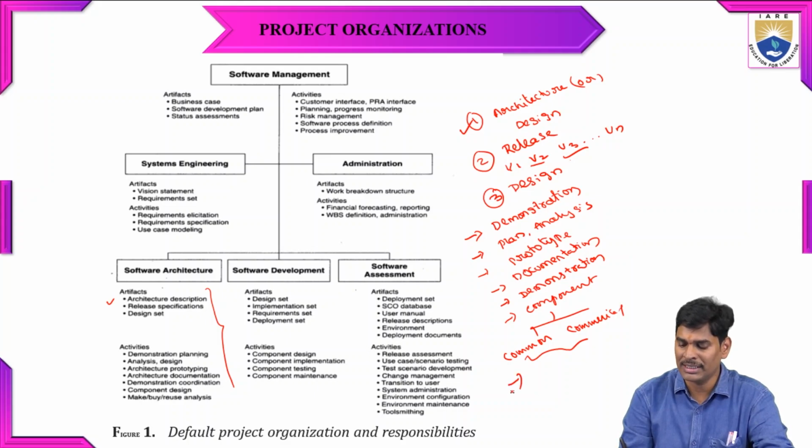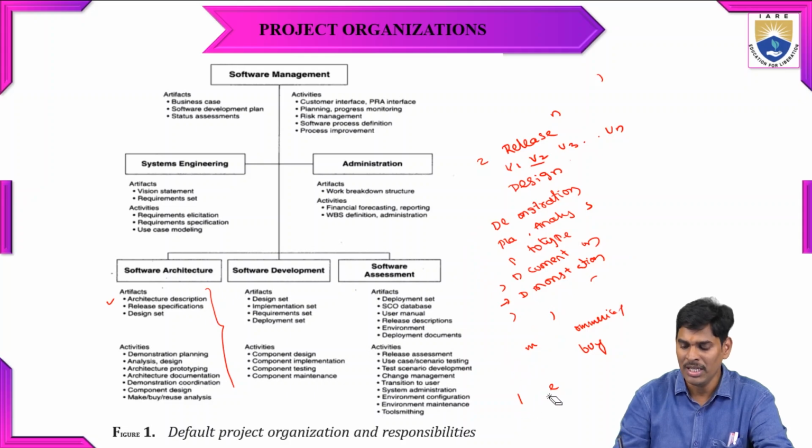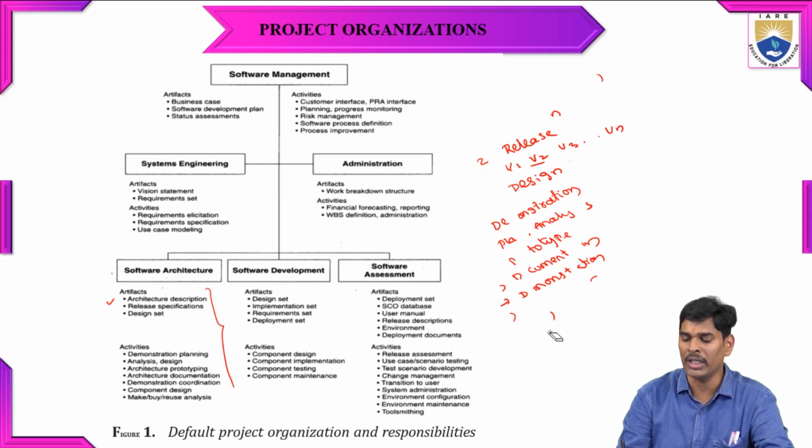And the last one is they need to make the design, or buy, or reuse, as part of the analysis of the architecture. So these are the different types of activities they need to perform in the software architecture. These are the main activities, which are very important step by step, to give the demonstrations to the seniors or the expert people.